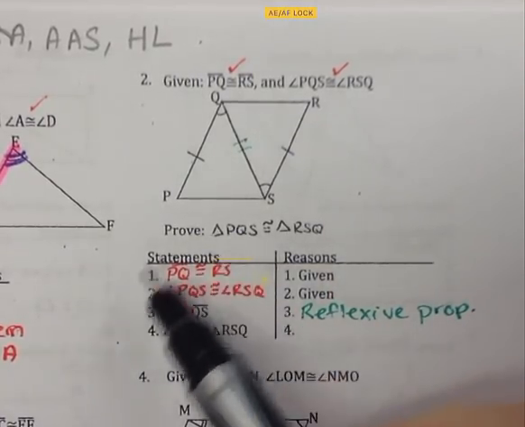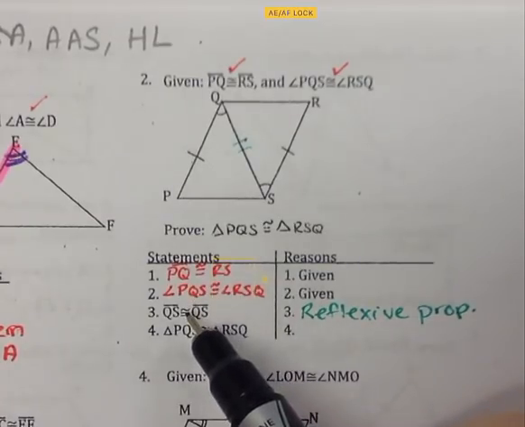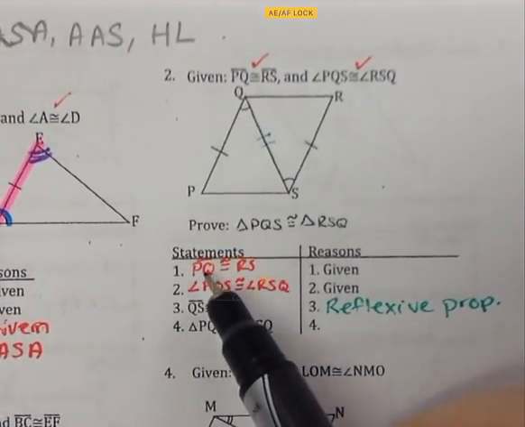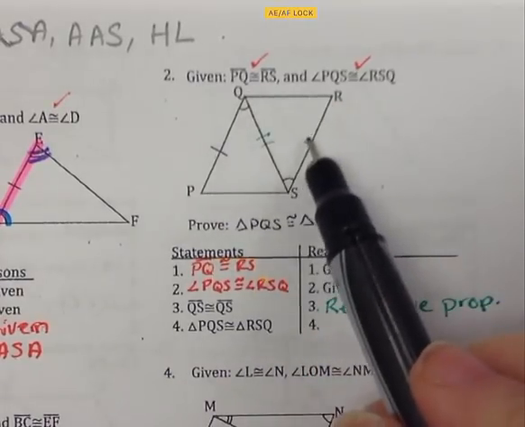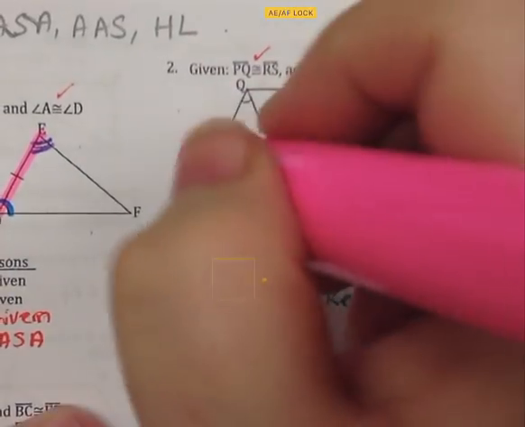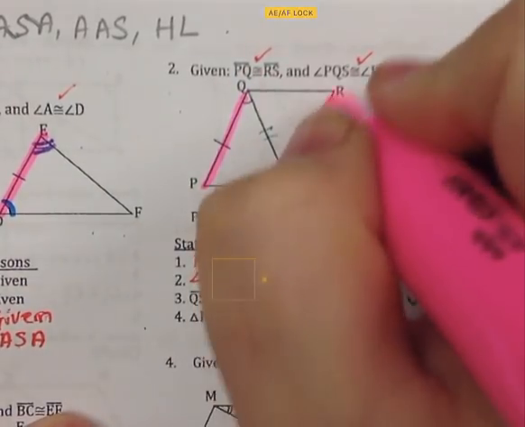So now if we look at all of our statements, we have 1, 2, 3 congruency statements. That means that we could look to see if we have enough information. We have a side, PQ, is congruent to RS. We have the tick marks, so I can highlight that in pink. PQ and RS.